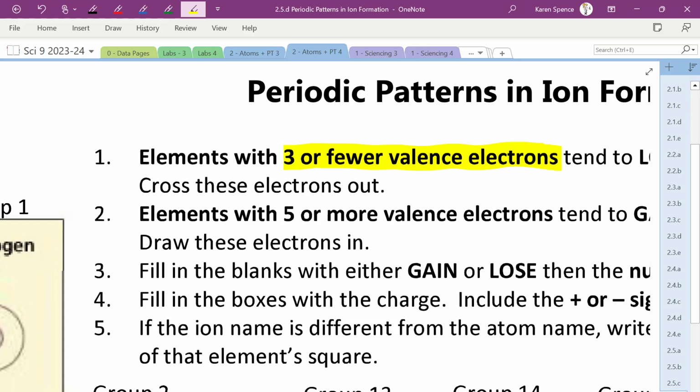Michael, do you have your book? We are on page 106.